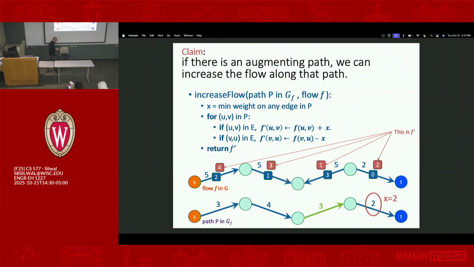I start with an empty graph. I find a way to connect S to T. I send flow on that edge. Then it's going to create all these green edges and blue edges. Then I find a path from S to T using blue or green edges. I look at the minimum weight edge on this path, and that's the amount of flow I can use that path for. Questions?